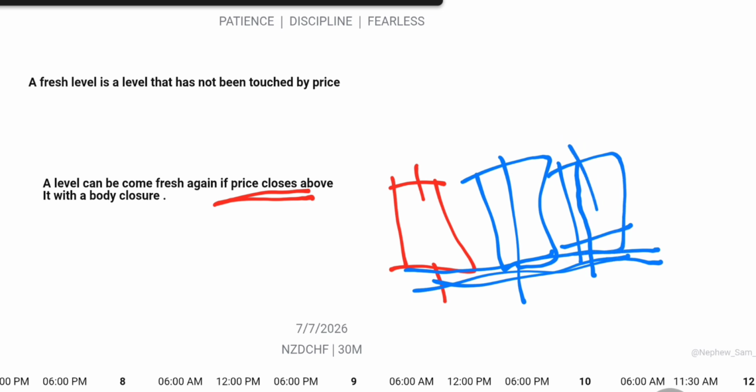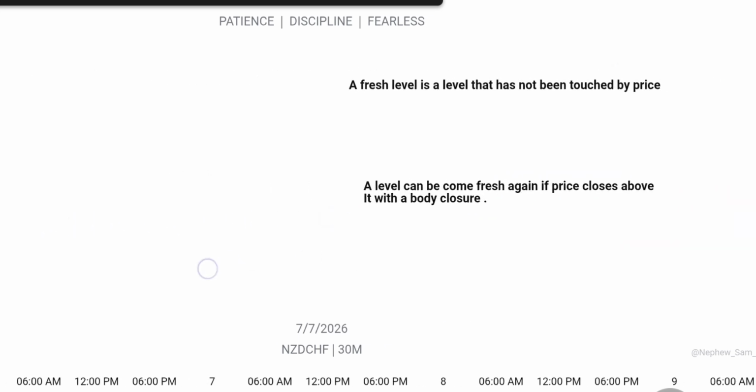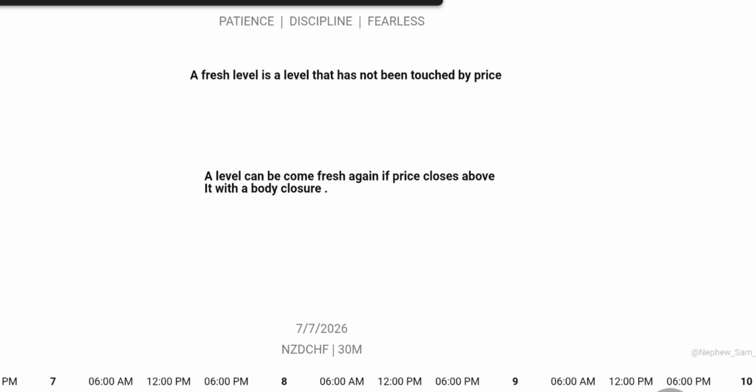So when can this level become fresh again? Because at this point this level is considered unfresh, right? It can only be fresh when price closes below this level and then comes back to this level and uses it again. That closure is what makes this level fresh again. That is why you need to take note that any level that was unfresh can become fresh again if price closes above or below it.